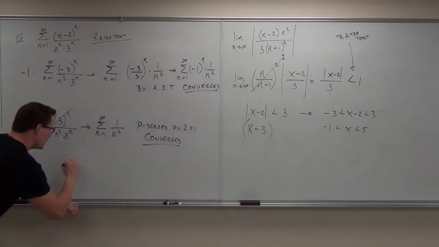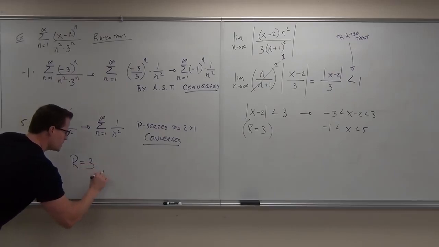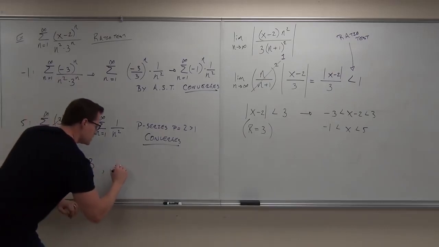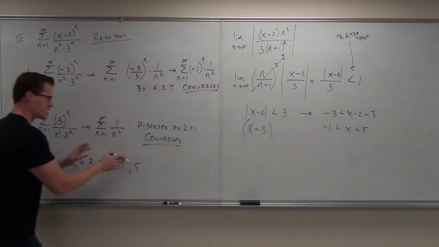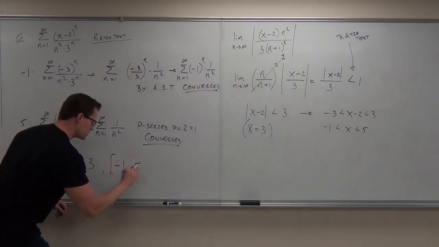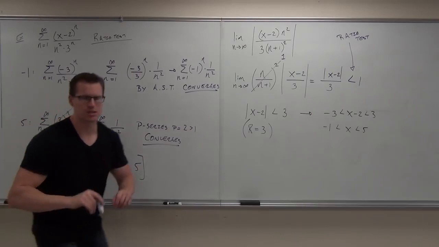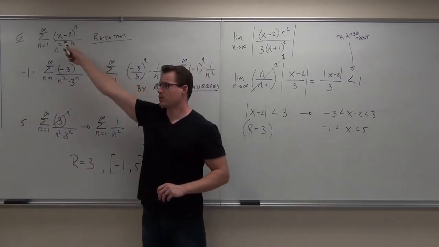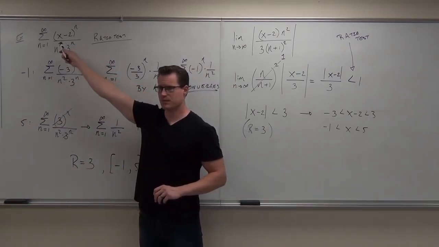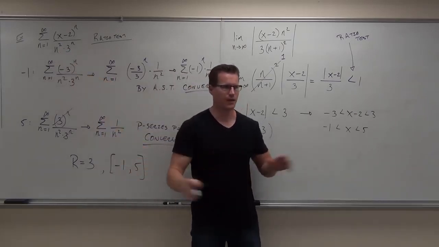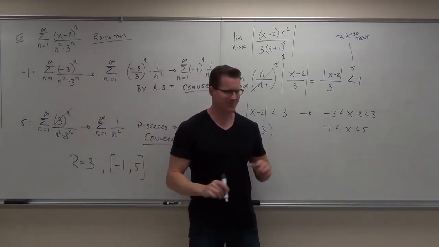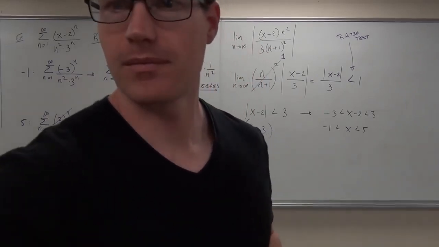So here's what we got. The radius of convergence is 3. The interval of convergence is -1 to 5. You already have that. Now tell me about the endpoints. They're included, so they're both brackets. That's what we're talking about. Here's what it means. It means that this series represents a function of x that converges for -1 to 5. And that's it. Make sense? Yeah. That's it, folks.